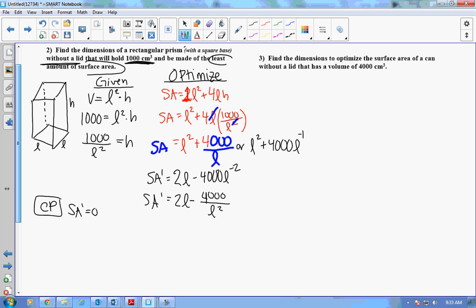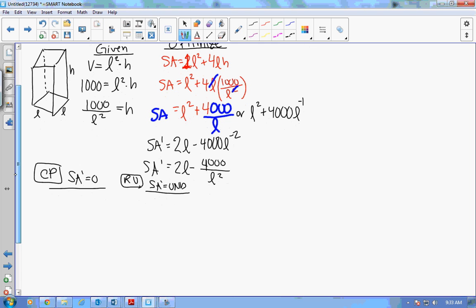Derivative equals 0, and restricted values when the derivative is undefined. So we take the derivative and set it equal to 0. 0 equals 2L minus 4,000 over L squared. Now, this is what type of function? Well, kind of, except for L squared is in the denominator. Rational? Maybe, a little bit. Well, it'll be a little interesting here to solve this.